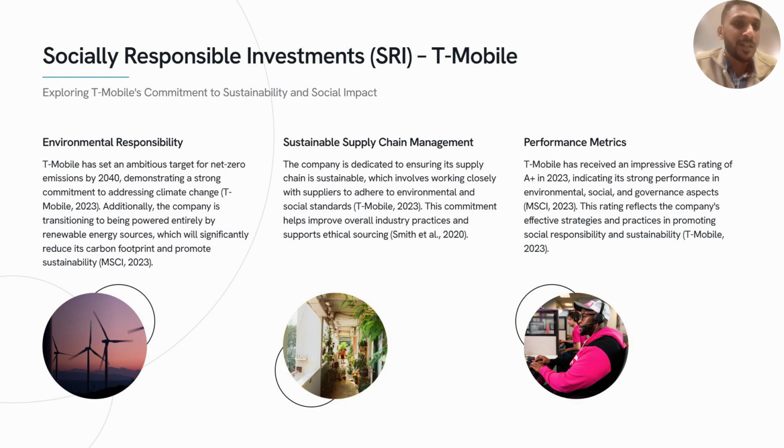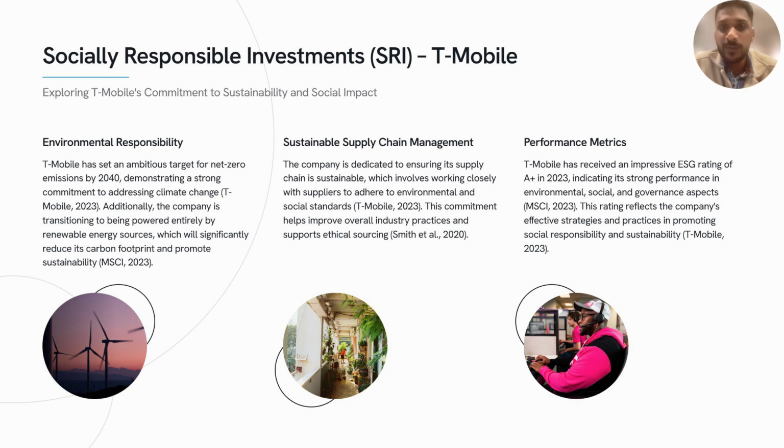Environmental responsibility: T-Mobile has set an ambitious target for net zero emissions by 2040, demonstrating a strong commitment to addressing climate change. Additionally, the company is transitioning to being powered entirely by renewable energy sources. Sustainable supply chain management: the company is dedicated to ensuring its supply chain is sustainable, which involves working closely with suppliers to adhere to environmental and social standards.